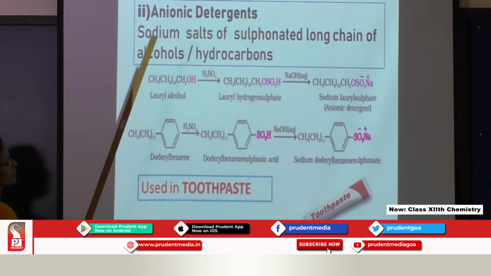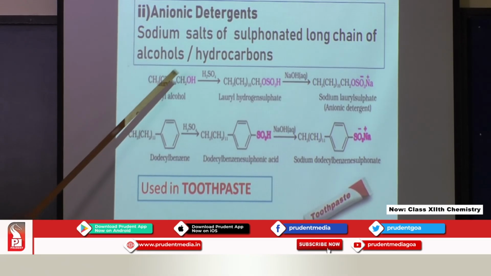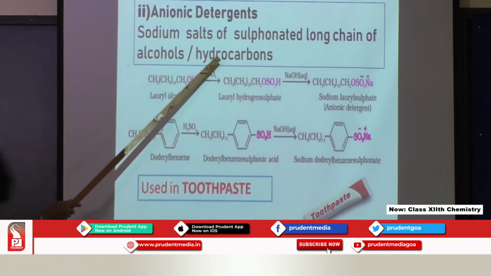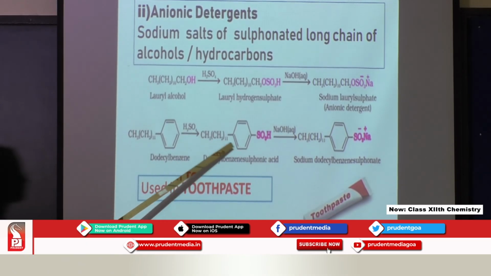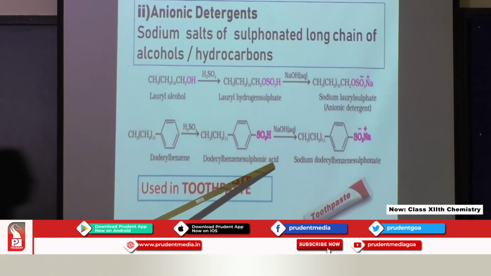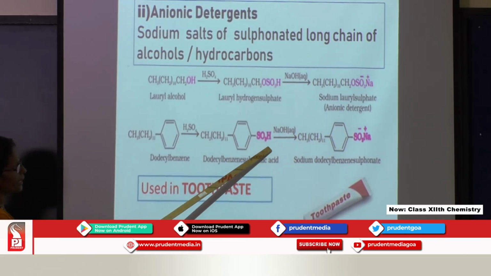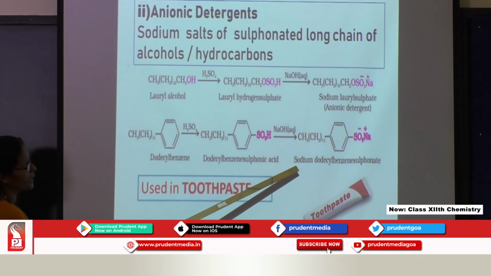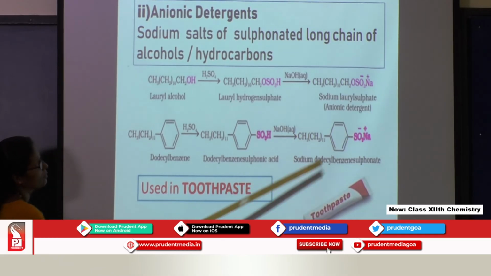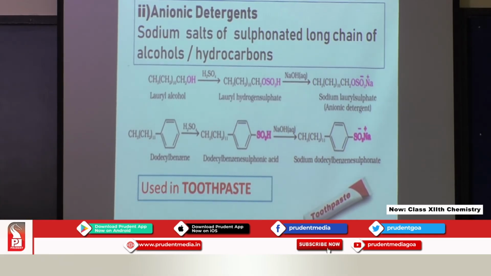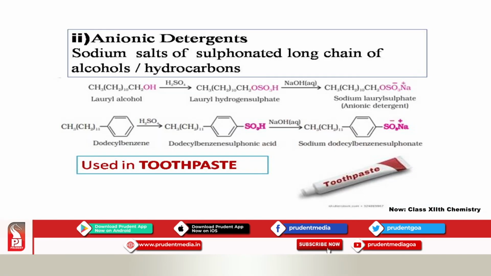The anion is a very big part here and the cation is only one small part, that is sodium, therefore it is called anionic. In the same way we have dodecyl benzene, which is a hydrocarbon. We had finished alcohols, now a hydrocarbon. Hydrocarbon dodecyl benzene when treated with sulfuric acid will give you dodecyl benzene sulfonic acid. This when treated with base, in place of H, Na will come and you will get sodium dodecyl benzene sulfonate. So these are two anionic detergents which have a big anion part and a small cation, therefore anionic detergents.